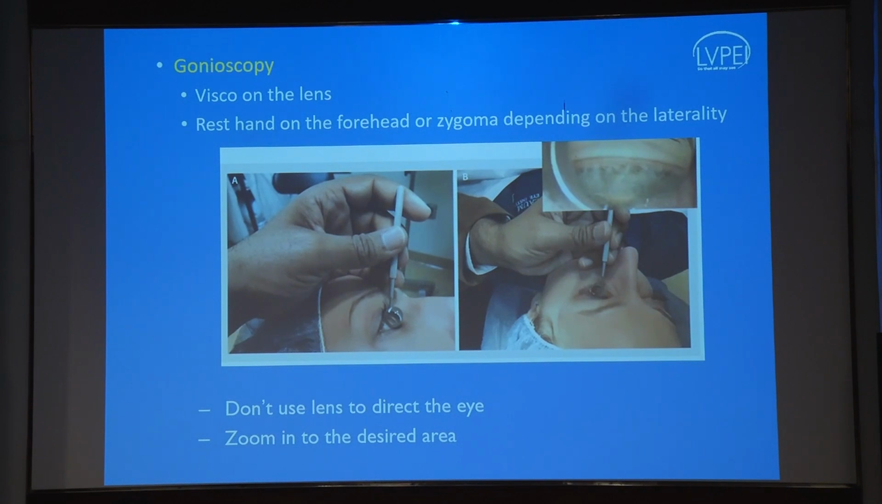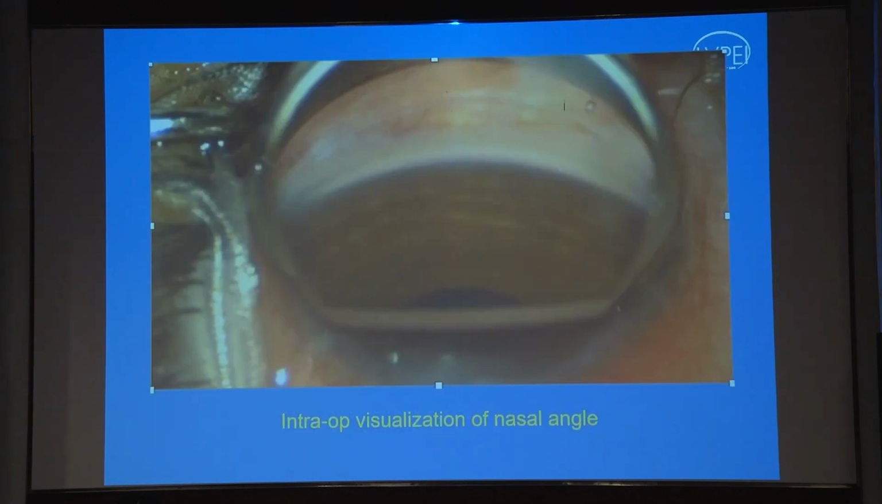And about gonioscopy, I had already discussed 2-3 points. Don't use the lens to direct the eye. When you use the lens to direct the eye, you apply pressure over the cornea, which can distort the visualization of the angle. And once you get the correct anatomical location and then the angle visualization, zoom in to see the desired area. And this is how the intraop visualization of the nasal angle appears.